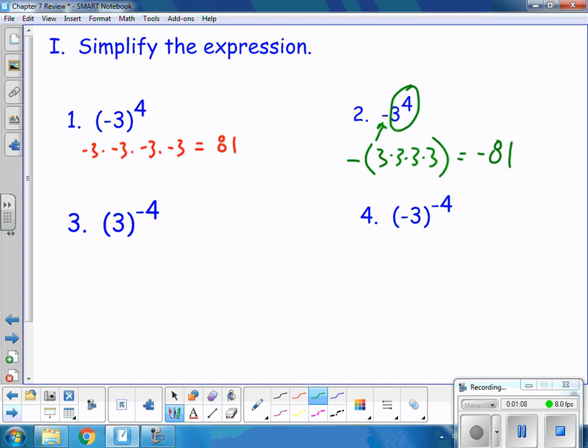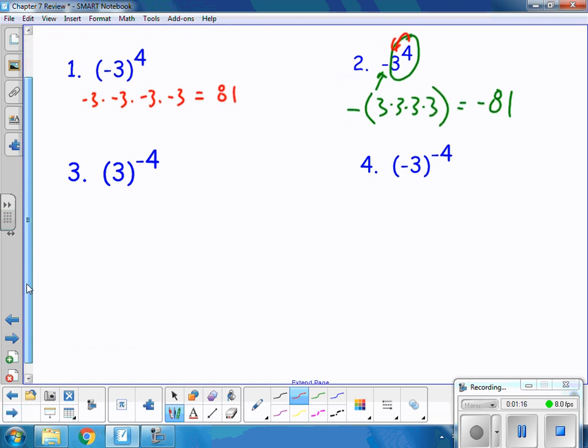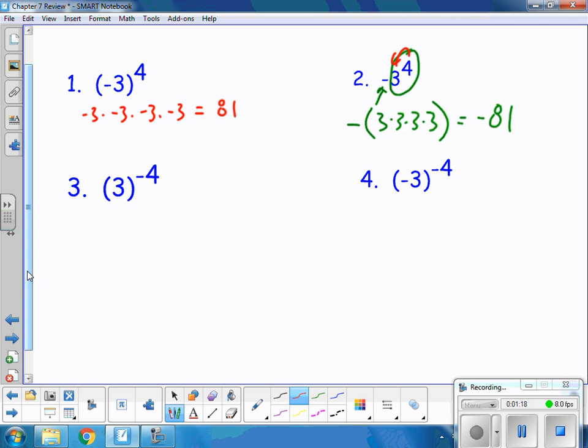I'm going to just have the exponents influence the 3 and the negative later. When we look at number 3 here, a little different. This negative exponent is telling us that it is a small number, not a large number, so we can represent this one as 1 over 3 to the fourth. So that negative here is telling me that it indeed is a fractional amount. So 1 over 3 to the fourth simplifies to 1 over 81.